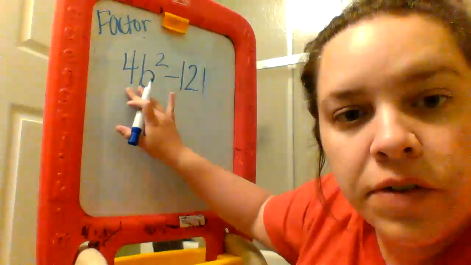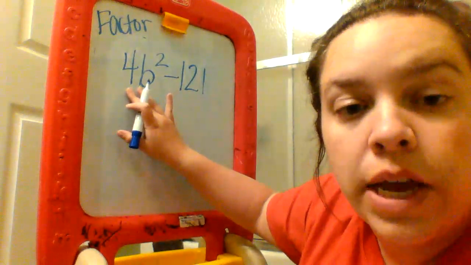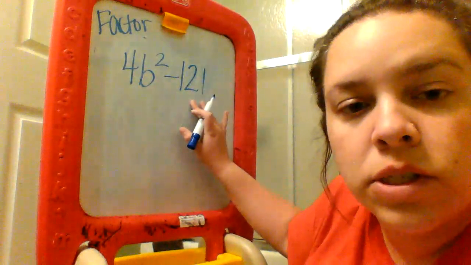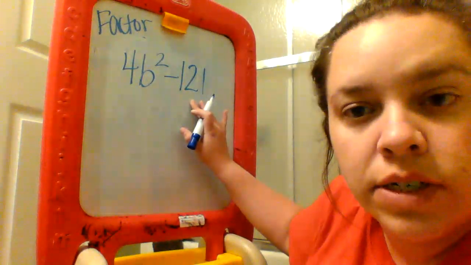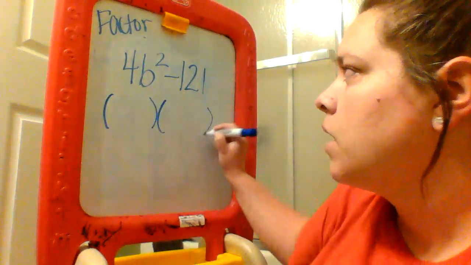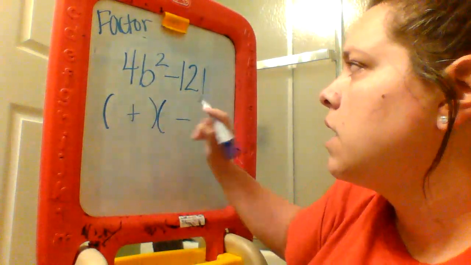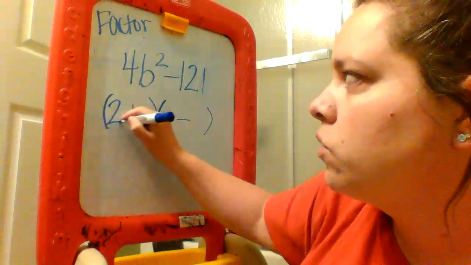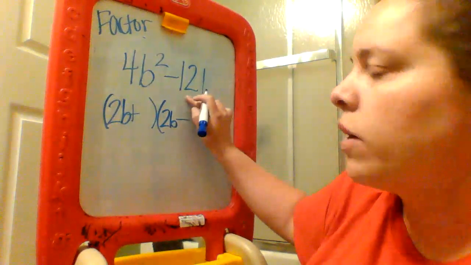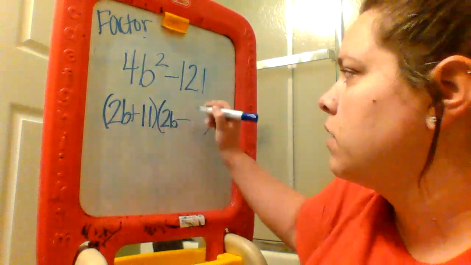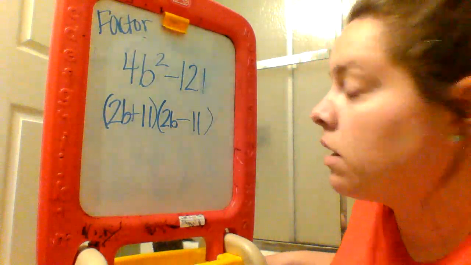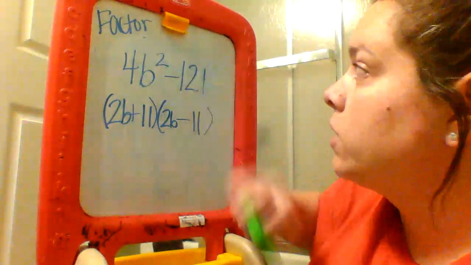Is 4 a perfect square? 2 times 2 is 4, so yes. b squared? Yes, b times b. 121, what's the square root of 121? 11. 11 times 11 makes 121. So my factors are the same, they're opposite signs. The square root of 4 is 2. The square root of b squared is b, so 2b. And the square root of 121 is 11. And that would be it. If you don't believe me, check them. Multiply them back together. It will match up to this.